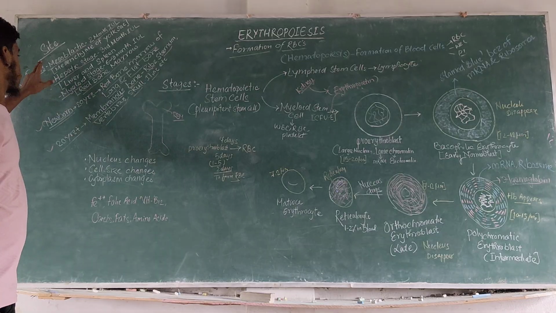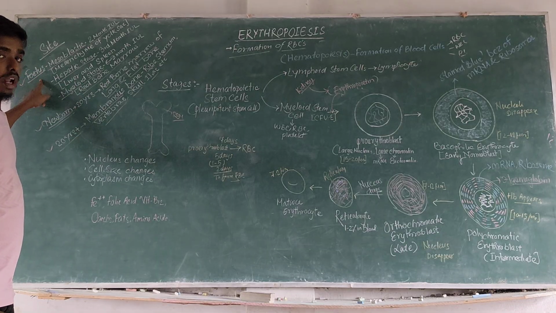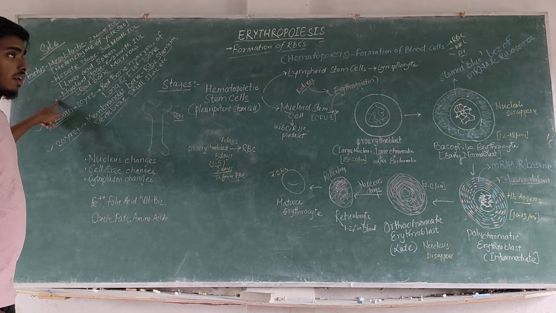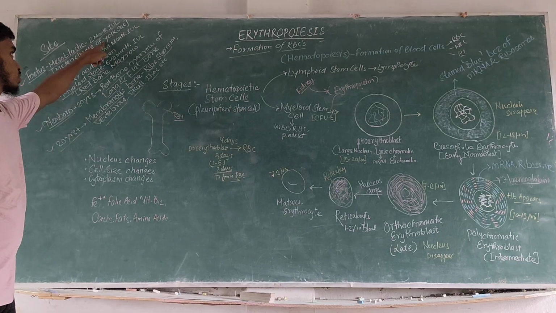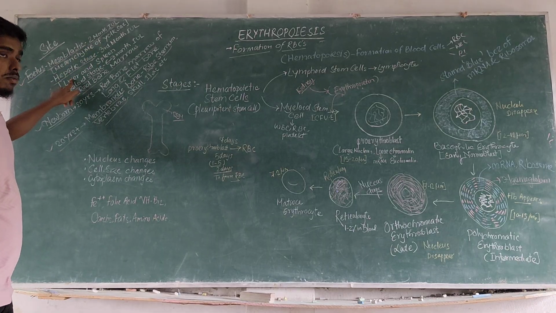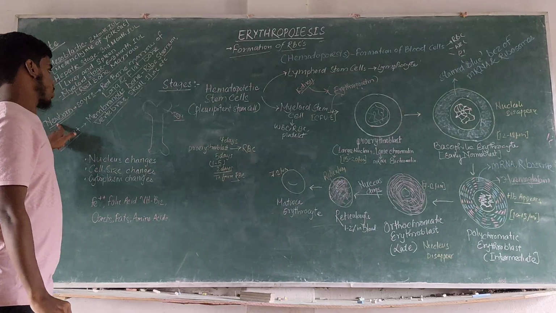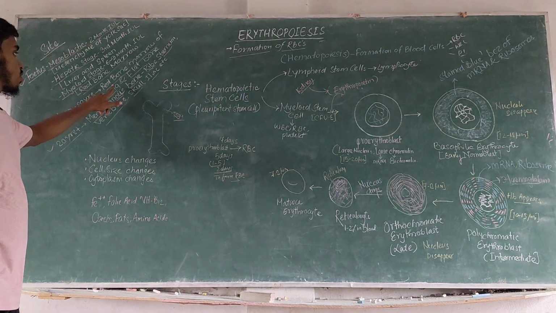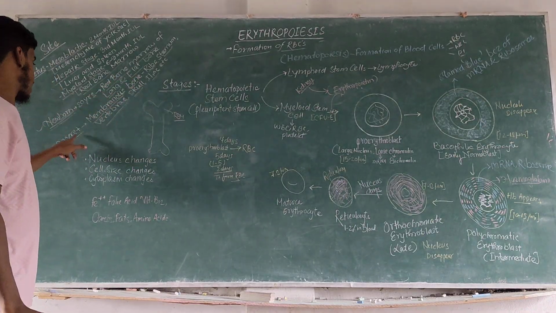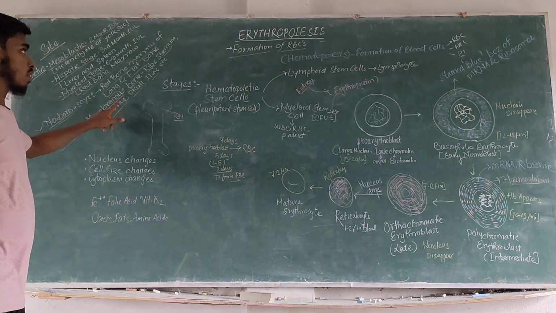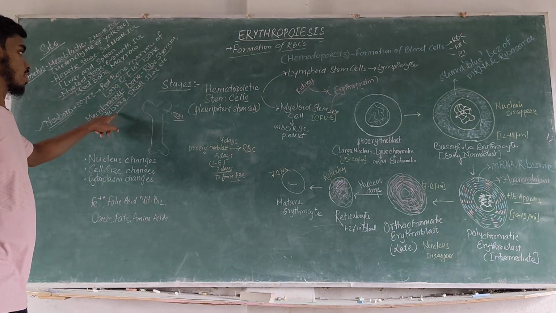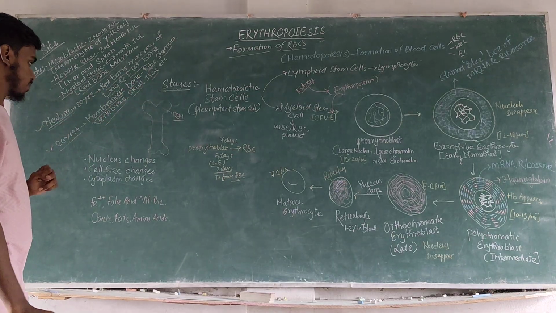So in fetus, there are 3 stages: mesoblastic, hepatic, myeloid. Mesoblastic, yolk sac; hepatic, liver and spleen; and myeloid, red bone marrow. In newborn baby, red bone marrow of long and flat bone. And 20 years plus, membranous bone like ribs, sternum, vertebrae, skull, etc.